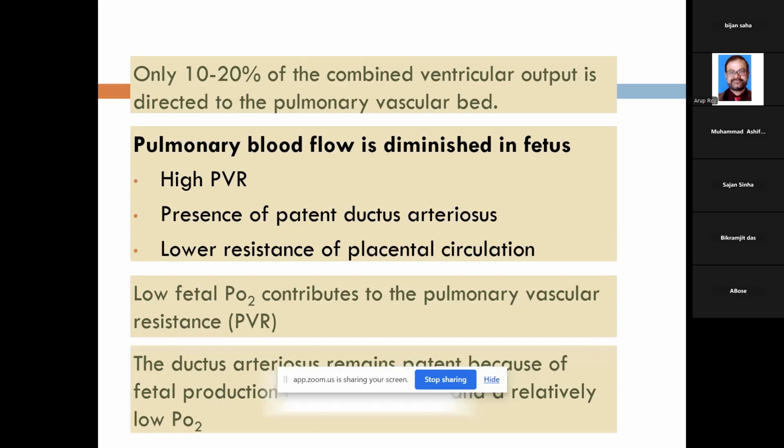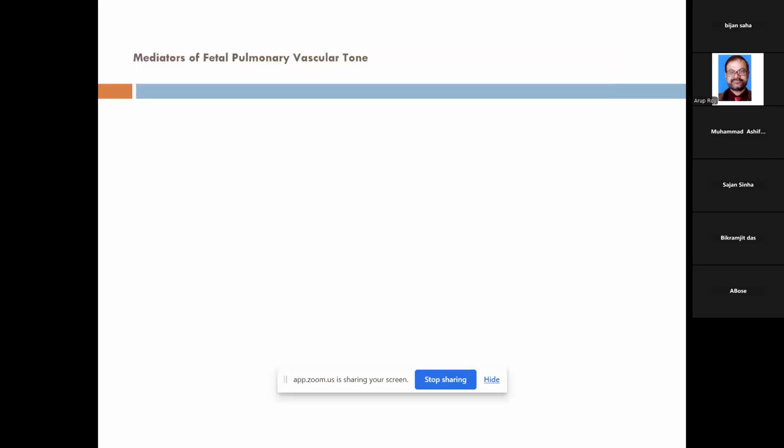The low fetal PO2 contributes to this increased pulmonary vascular resistance. And the ductus arteriosus remains patent because of the presence of fetal prostaglandins as compared to endothelins, and prostaglandins we know are vasodilators.